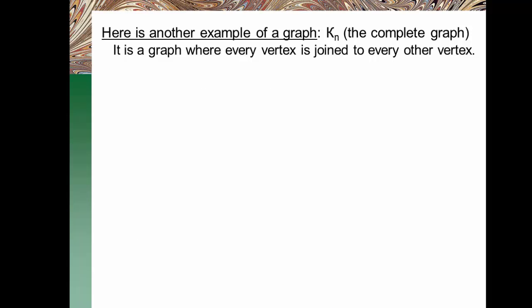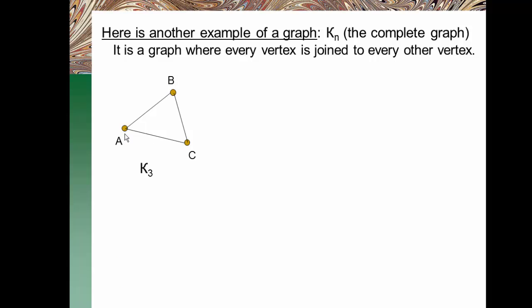Here's another example of a graph, described by Kn. This is a very important graph. It will be used several times throughout this semester. The complete graph is a graph where every vertex is joined to every other vertex in the graph. Here is a complete graph with 3 vertices, K3.